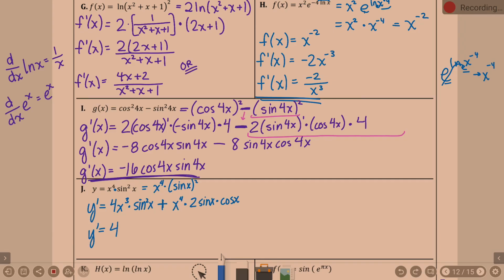The first term, I would probably just say 4x cubed sine squared x plus, on the next one, I personally would put the 2 out front and then say 2x to the fourth sine x cosine x. We could leave it like that. Or, I'm not sure how helpful it'd be, but I do have an "or" written in my notes, and that is there's a GCF that could factor out.